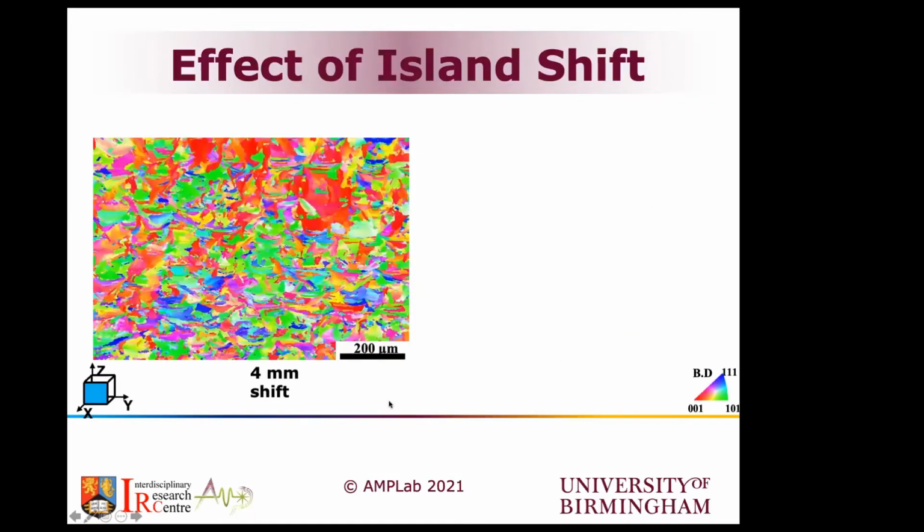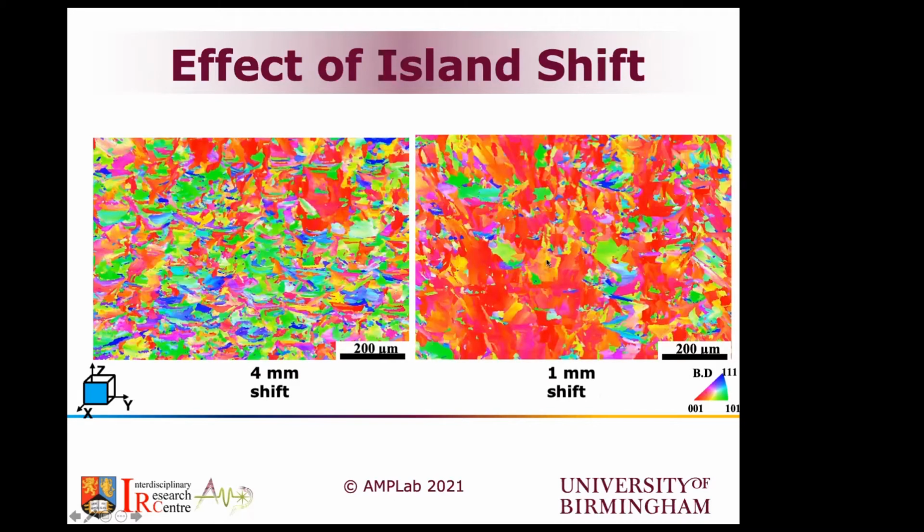So we looked into island shifts. How much shift do we move between islands? Is it a 4 mil shift, where the islands move a little bit far from each other with the next layer, or a 1 mil shift, where you have, as you can see, much stronger texture and larger, coarser grains as well in that case.